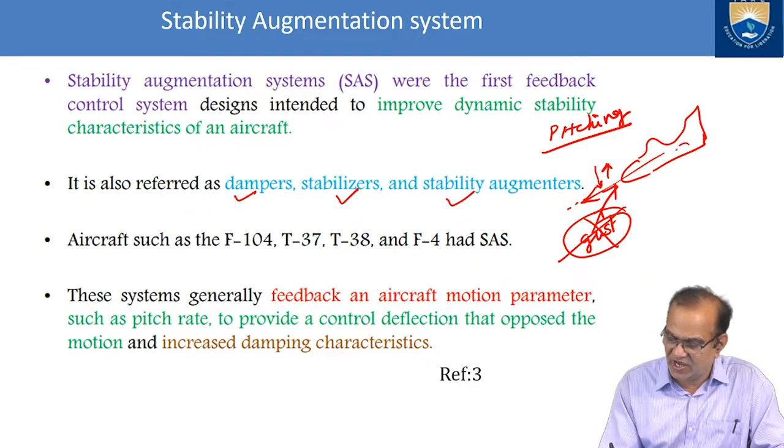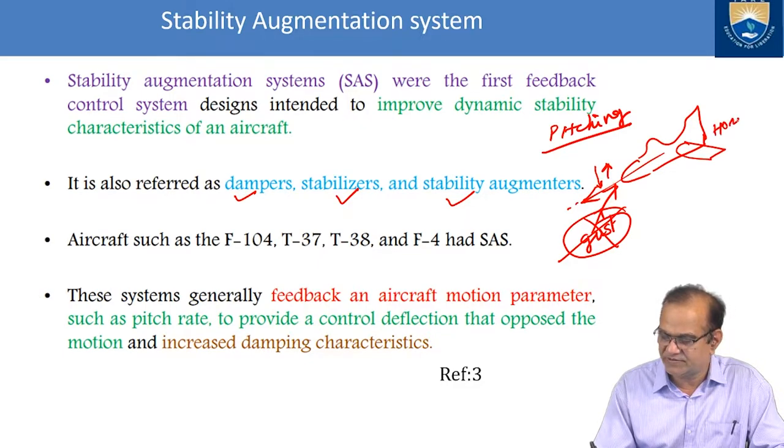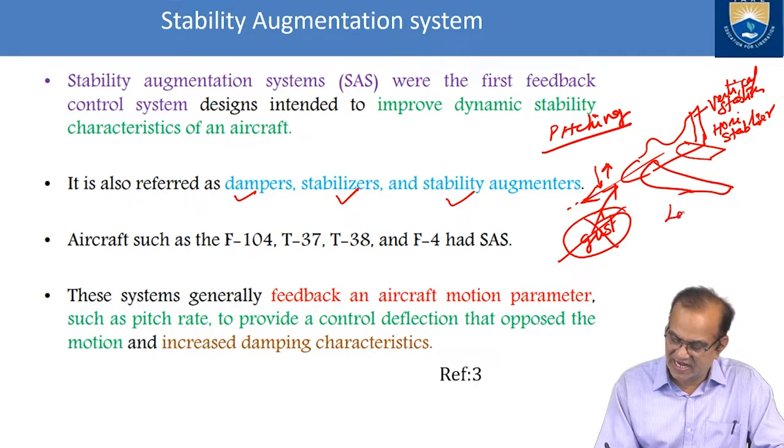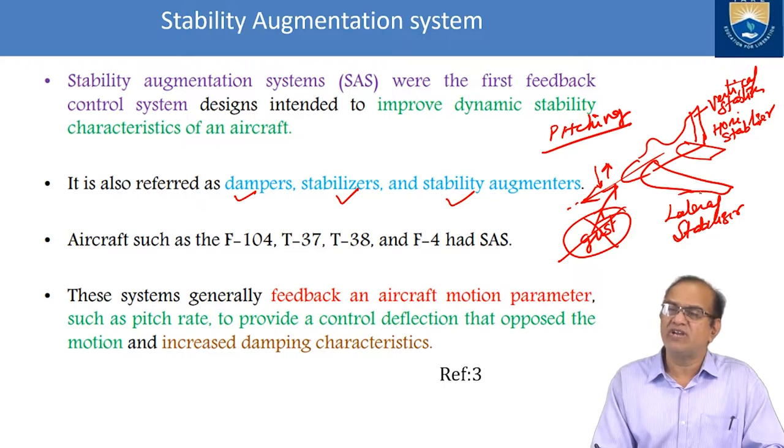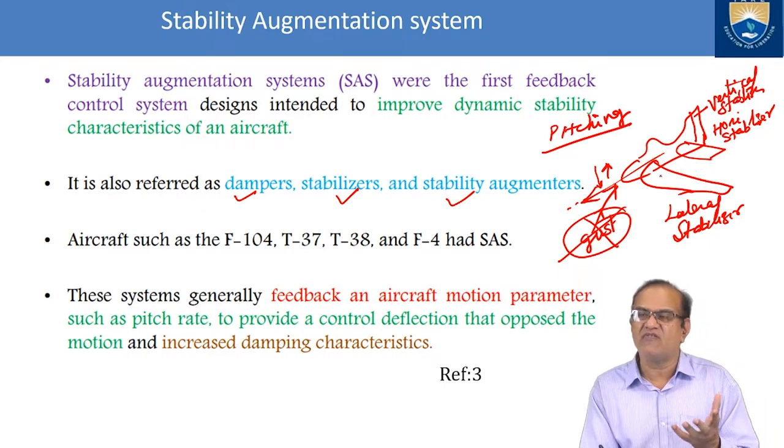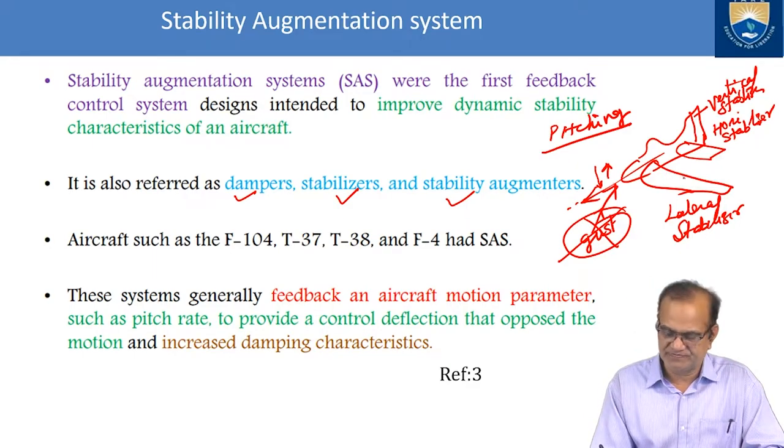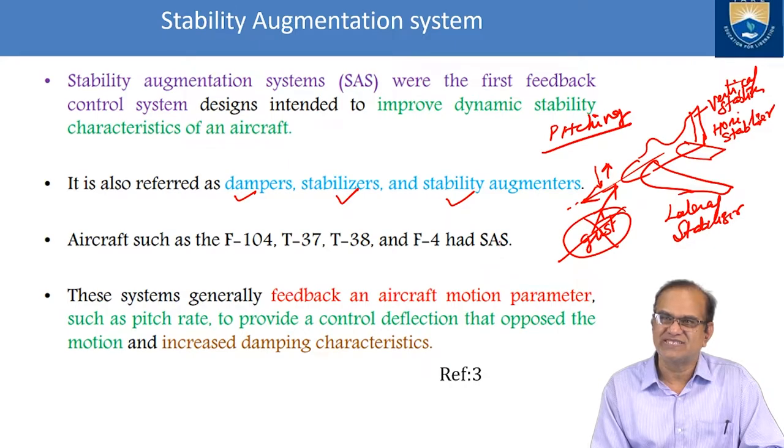If you see here, we have this horizontal stabilizer. This is the vertical stabilizer. And here is the wing. These wings also act as a lateral stabilizer. The wing sweep, dihedral, and different types of wing will give different stability parameters or different stability conditions. Aircraft such as the F-104, T-37, T-38, and F-4 had a stability augmentation system, SAS.